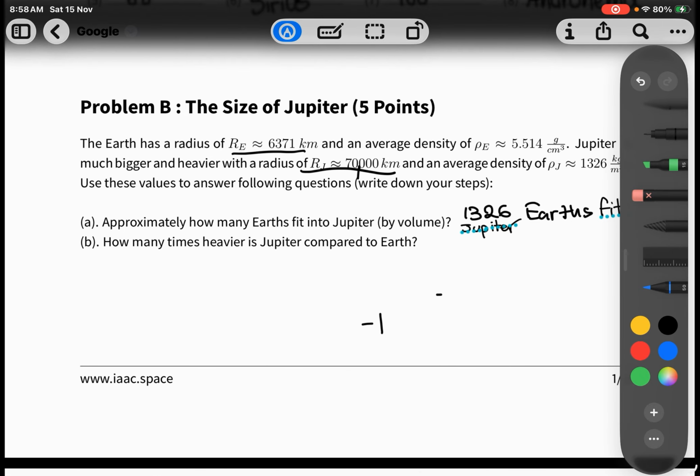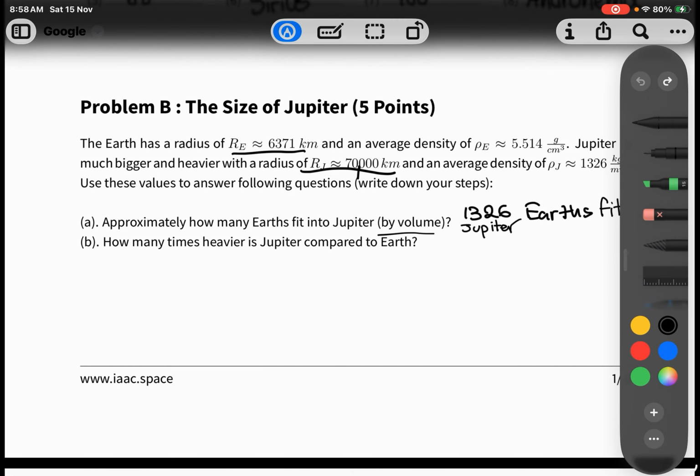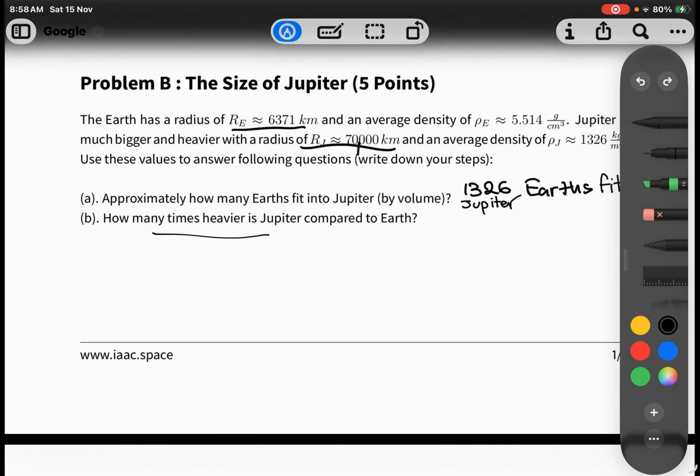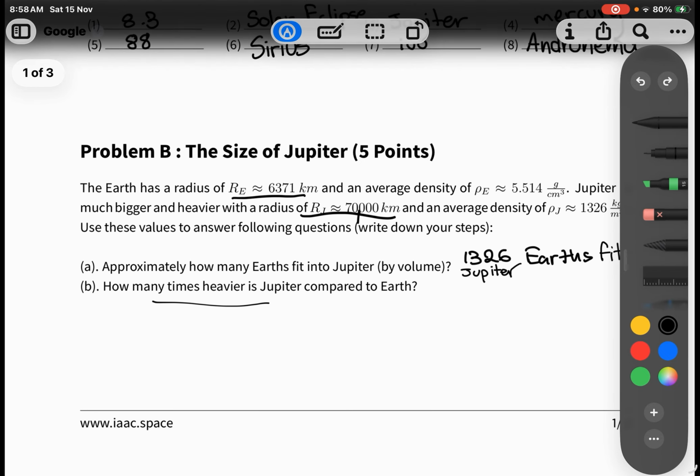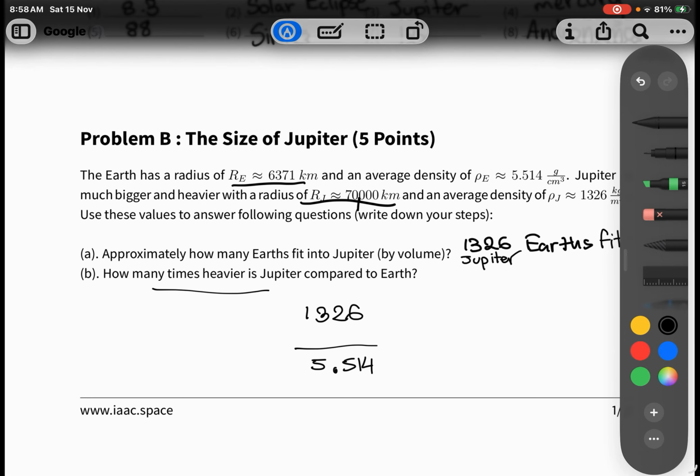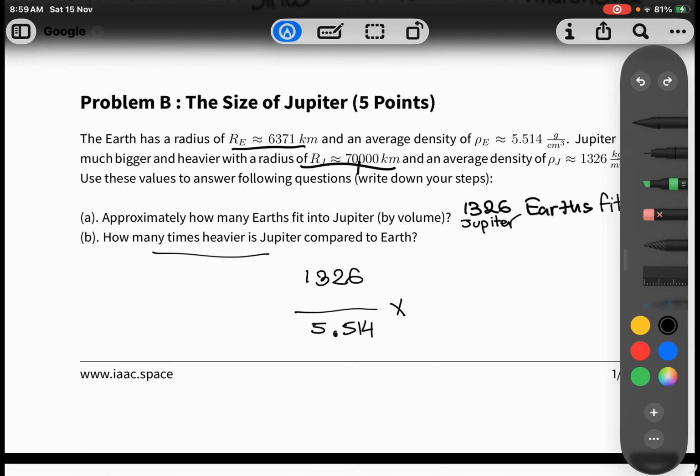So we worked out the ratio of the radii, which should give us the comparison by volume. Now for how much heavier, we have to use density. So the density of Jupiter by the density of Earth, 1326 by 5.514, into this that we just calculated. Oh, this is the same number. That's okay. The ratio of the densities into this will give us the solution.